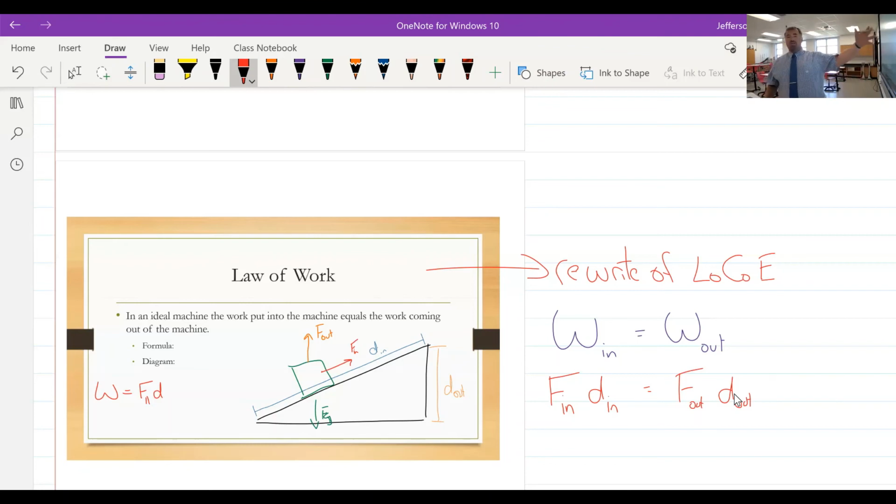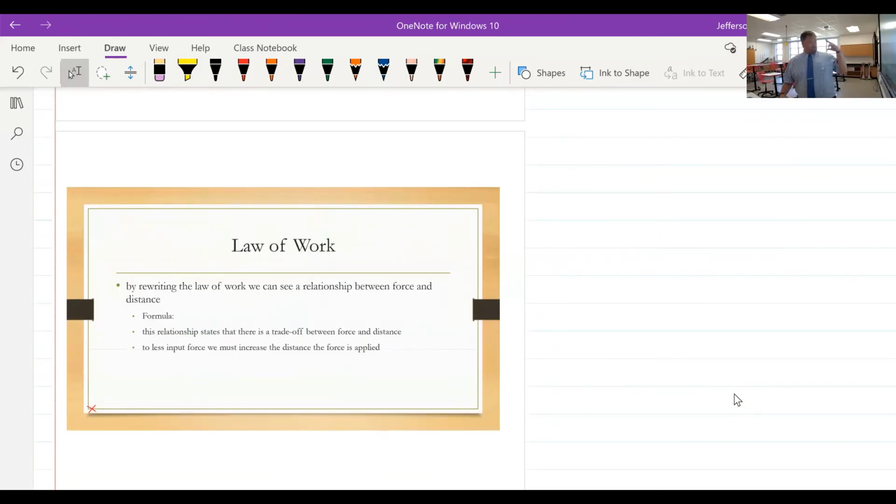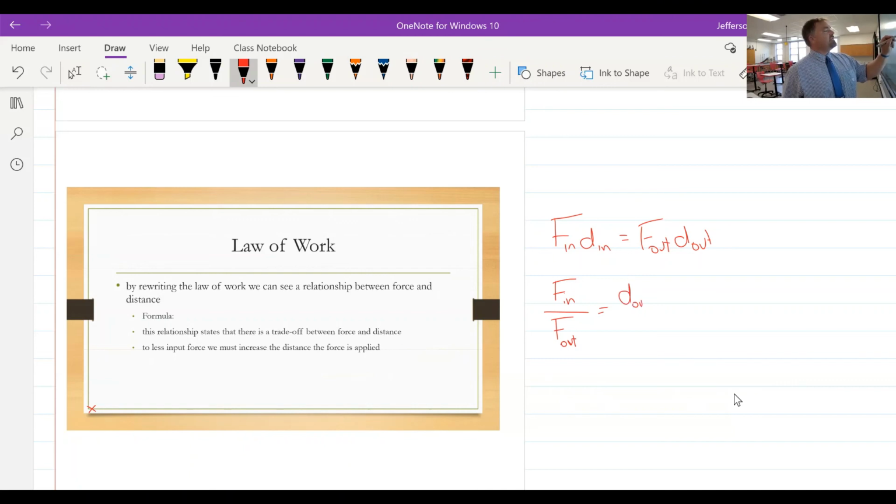So you hear me say this: W in is equal to W out, or F in times d in is equal to F out times d out. And again, this is an ideal machine, so there's no friction in this case. So we can actually rewrite these to see that there's a trade-off. If I take my F in times d in, which is equal to my F out times d out, and rewrite this, I can see that F in over F out, the ratio of the force that I put in compared to the force that I get out, is going to equal the inverse relationship between the distances moved.